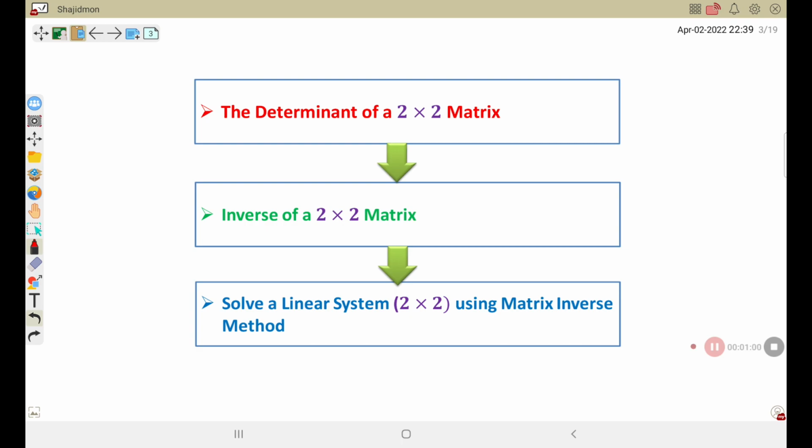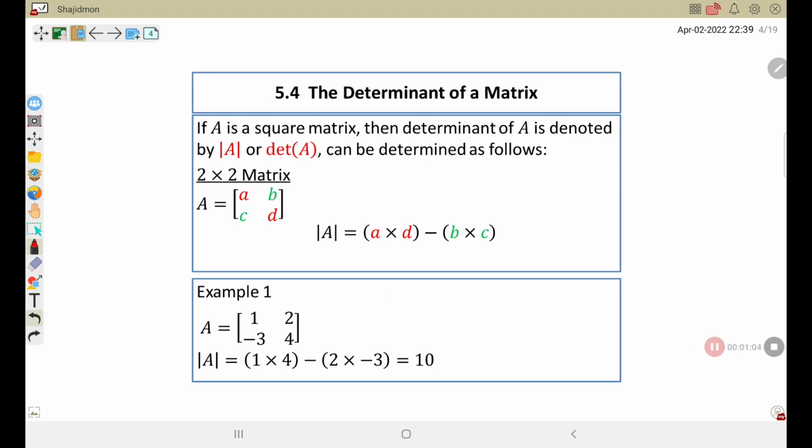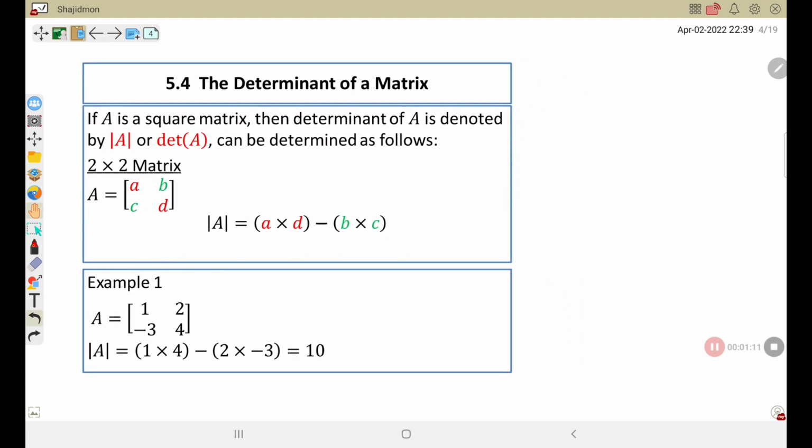First we will discuss how to find the determinant of a 2 by 2 matrix. So here, see, determinant of a matrix. The determinant is only defined for square matrices. You know what is the meaning of square matrix? Square matrix means number of rows equal to number of columns. That means like a 1 by 1 matrix, a 2 by 2 matrix, a 3 by 3 matrix. So a matrix with number of rows equal to number of columns we are calling a square matrix.